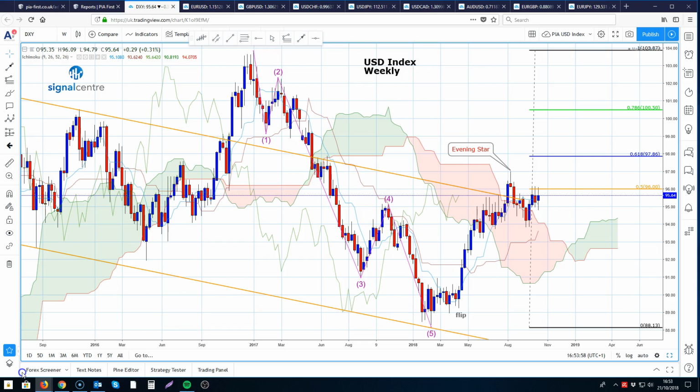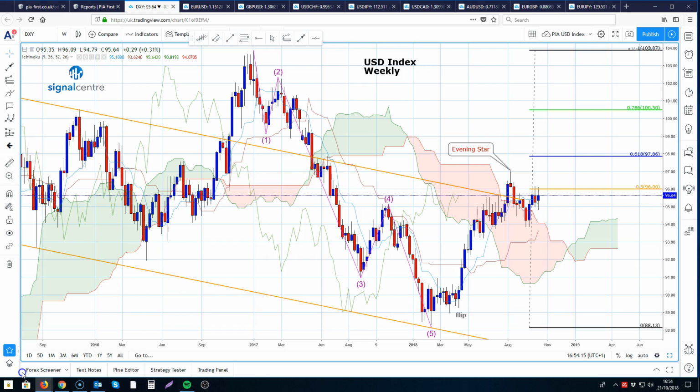We're going to start off with the dollar index. We're going to break down through time frames, highlighting chart formations, patterns, and also our bespoke support and resistance levels, trying to decipher what's going on or what we're expecting to happen this week.